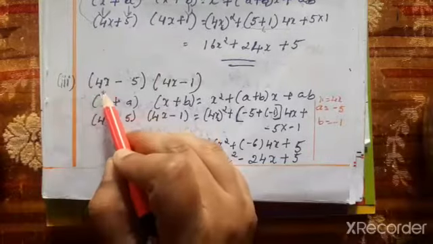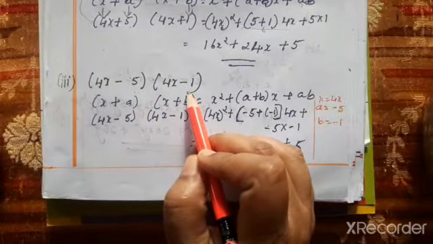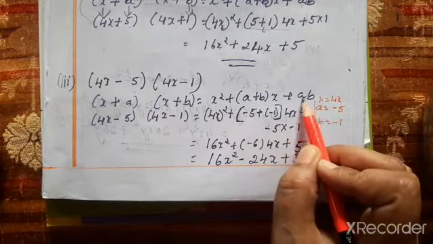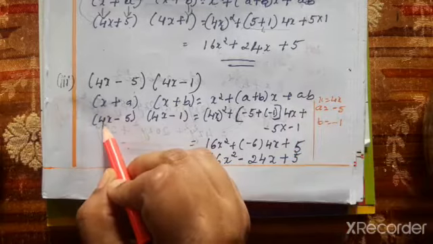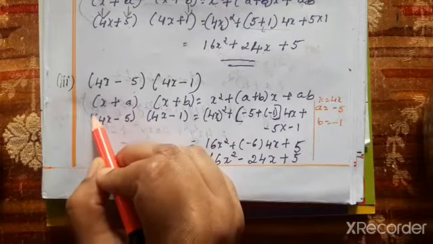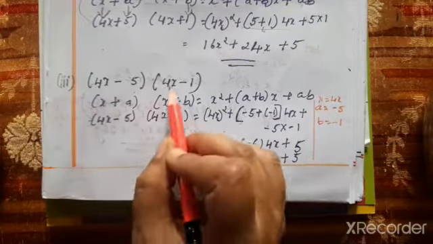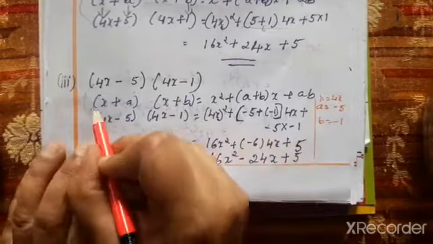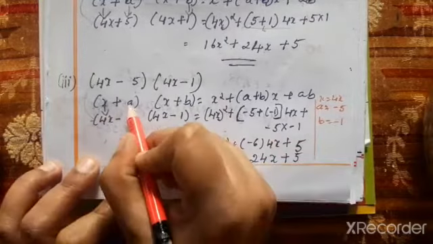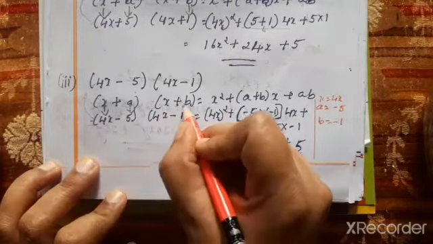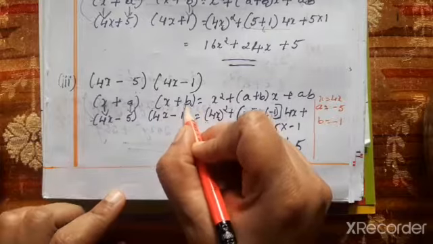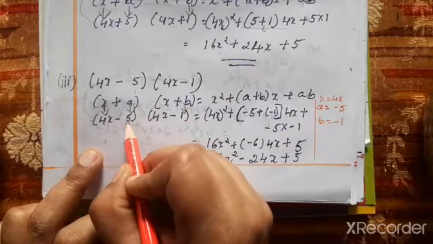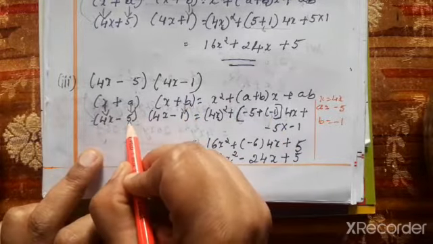Now third question: (4x − 5)(4x − 1). (x + a)(x + b) = x² + (a + b)x + ab. By using this identity, we have to solve the sum. Write the same question here: (4x − 5)(4x − 1). Now, what is the x value? The x value is 4x, the a value is −5, the x value is the same 4x, and the b value is −1. So in the place of x we write 4x, in the place of a we write −5, in the place of b we write −1.